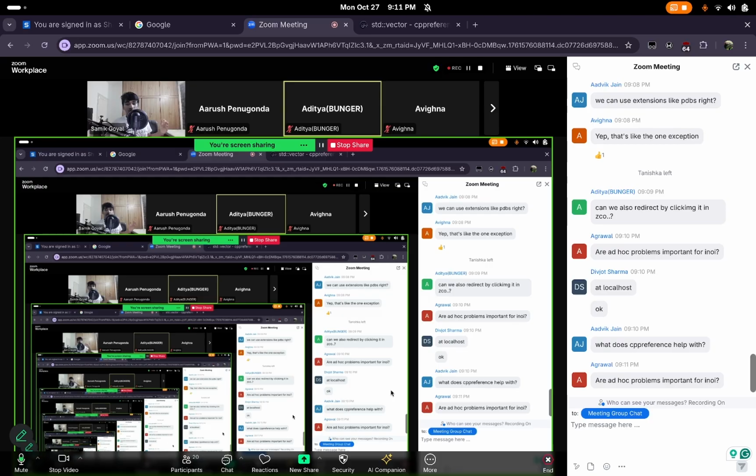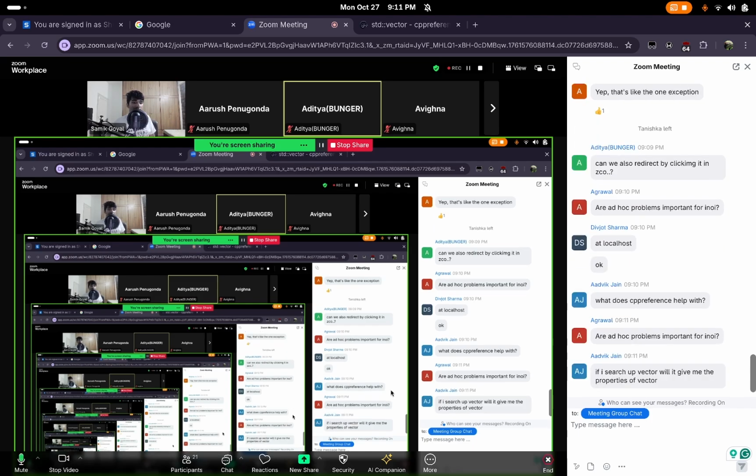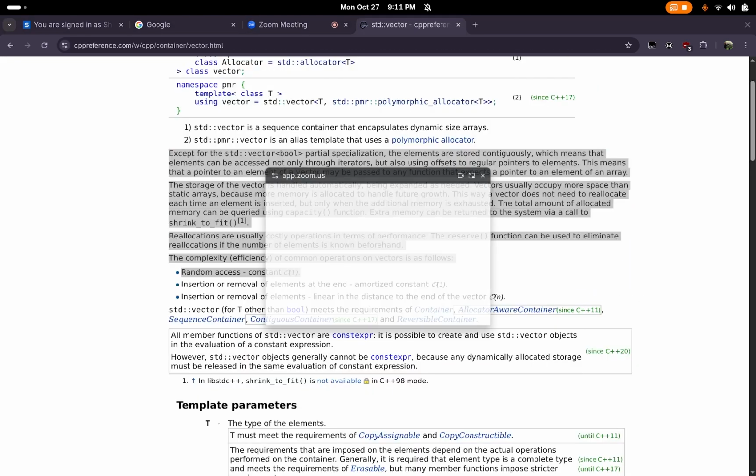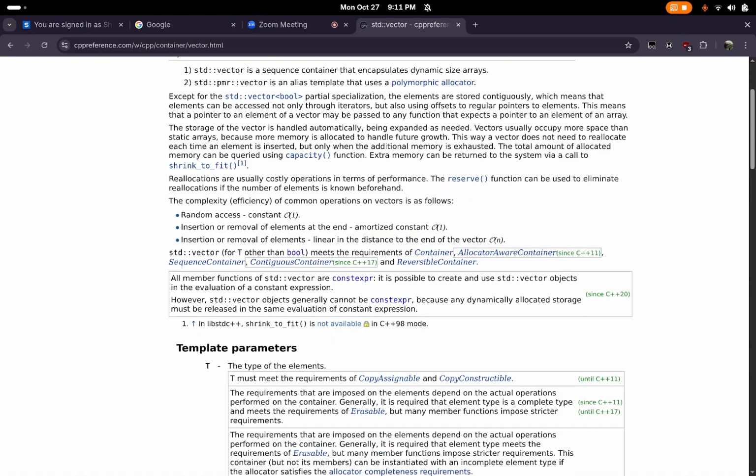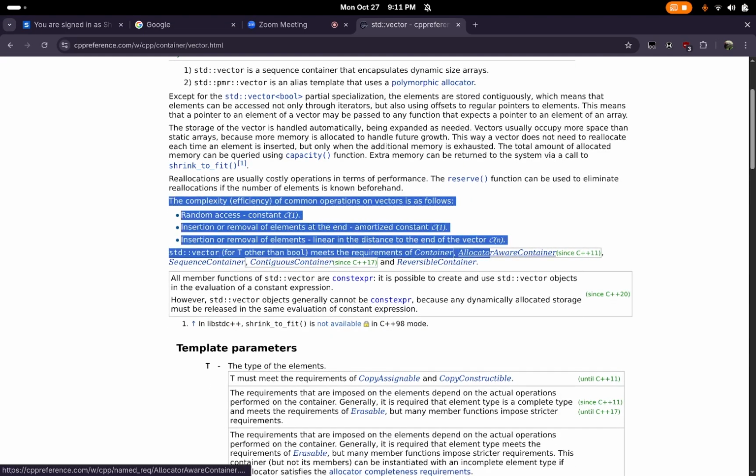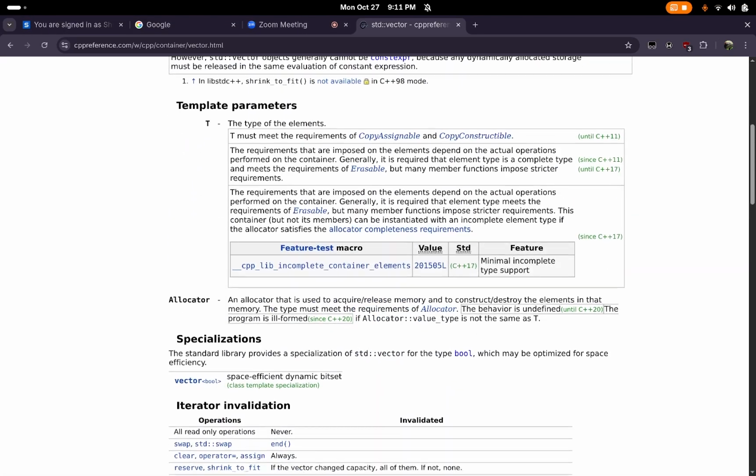It's a reference. So it basically means that you don't have to remember anything. There's a ton of functions in the standard template library and you won't have to remember every single one. You won't have to remember the syntax, the speed, the constant. This reference has everything you may need to know. If you search a vector, it will give you the properties of a vector. As you can see, it will tell you the complexity.